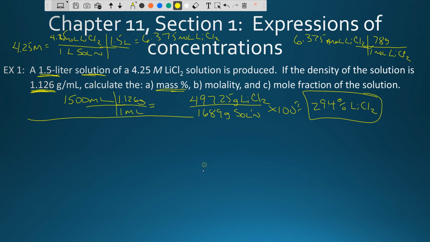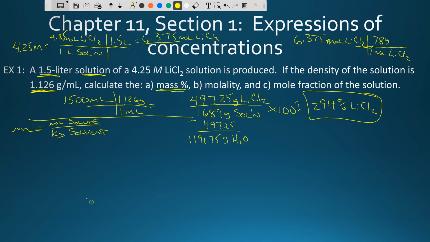Now let's take a look at the second thing that they're asking for. They're asking about molality. Now remember, molality is moles of solute over kilograms of your solvent. Uh-oh, remember, this is grams of solution. How many grams of solute did I have? Well, I had 497.25. So if I subtract that 497.25, I can get my grams of water, can't I? The entire solution was 1689. If I subtract off my lithium chloride off of that, I end up with 1191.75 grams.